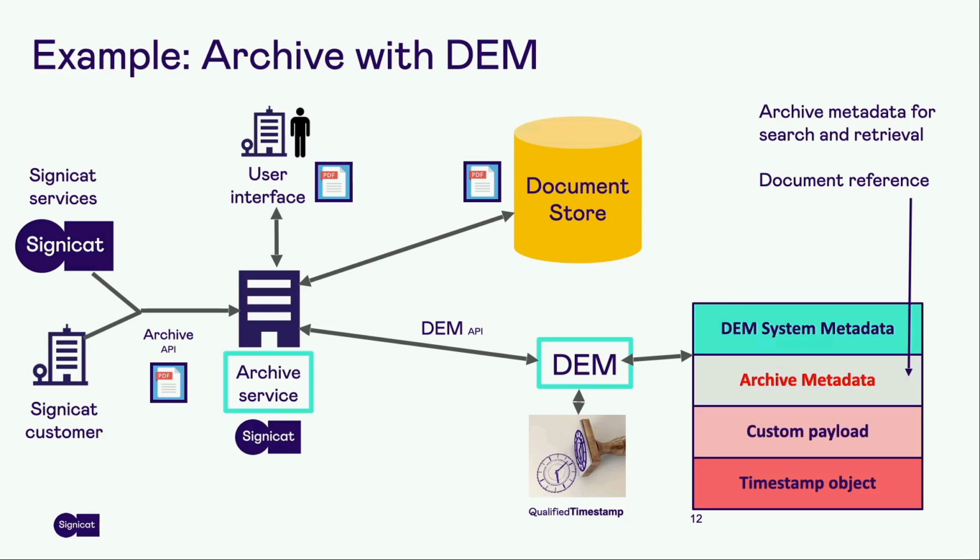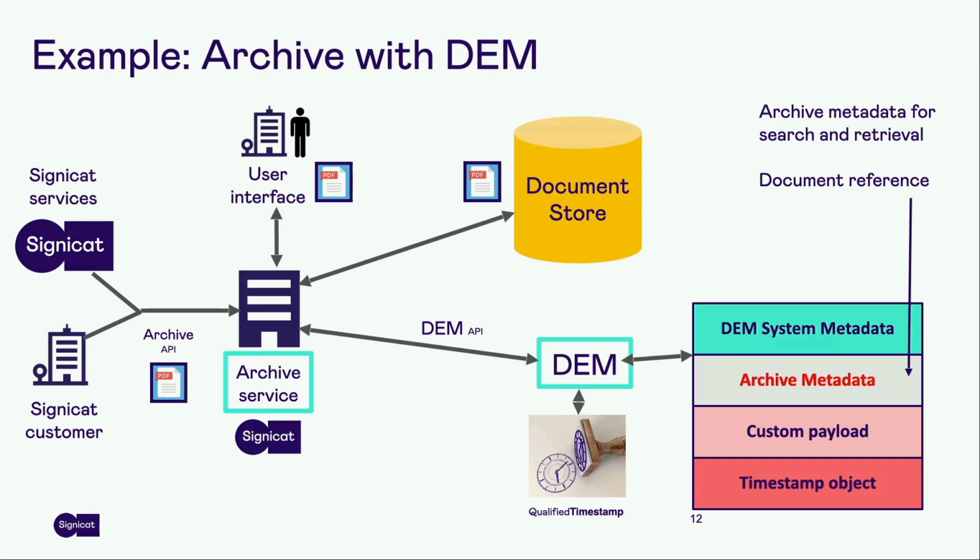Payload is evidence of the archival and reference to the document, and we timestamp this and we store the document away, and that's it. It's archived. And we have strong evidence on when and how this was done. Then we have the API again, and we will have a user interface where a user could log in and search and retrieve documents based on the metadata. And when something is retrieved, you can, from the DEM evidence, prove exactly what was archived at what time.